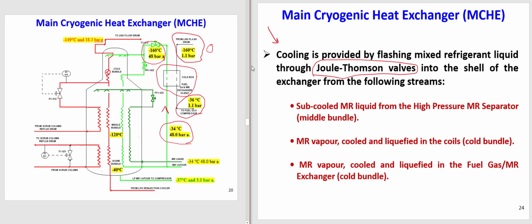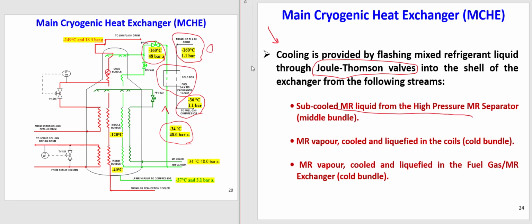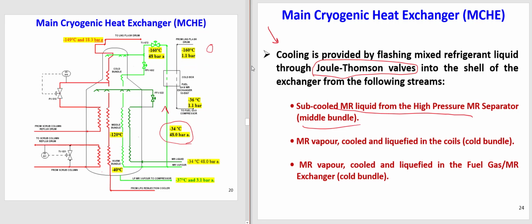So the flashing of mixed refrigerant liquid through a Joule-Thomson valve goes into the shell of the heat exchanger. So we have subcooled mixed refrigerant from the high pressure mixed refrigerant separator. Let me just clean this here a bit.